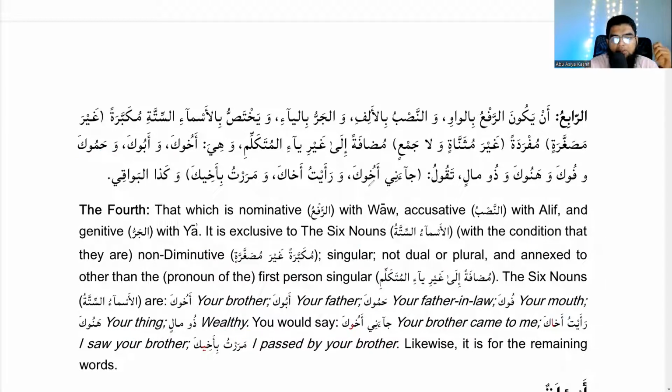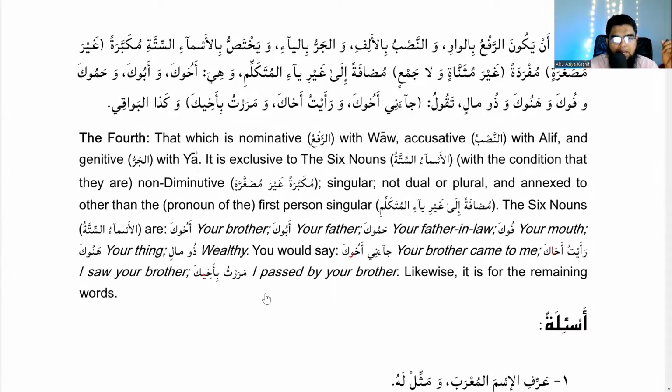So he gives an example. Ja'ani akhuka, your brother came to me. How do you know it's the subject? With this waw. Ra'aytu akhaka, so akhuka changed into akhaka with the alif. I saw your brother. Marartu bi akhika, with the ya. Correct? I passed by your brother. Wa kadha al-bawaqi, and likewise for the remaining words: ja'ani abuka, ra'aytu abaka, marartu bi abika. So these are the four types. There are five more which we'll bring in the next lesson, inshallah.